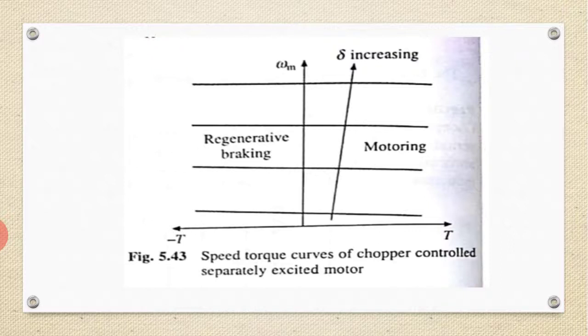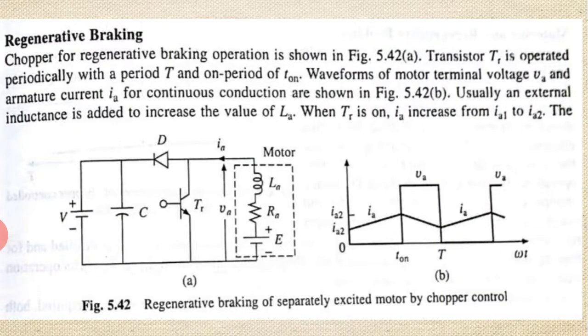Just a moment. So only the first quadrant you have to consider, because as delta goes on increasing, for motoring operation the speed can be controlled from 0 speed up to omega m. Only first quadrant motoring you have to consider, because afterwards I will discuss regenerative braking. Here both the quadrants are plotted. I hope this is clear.